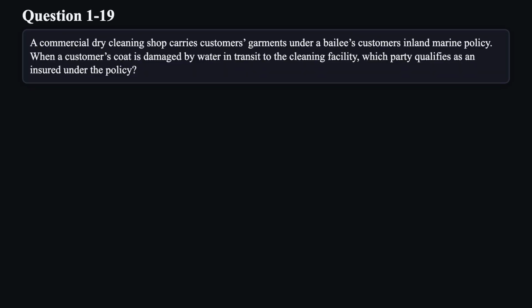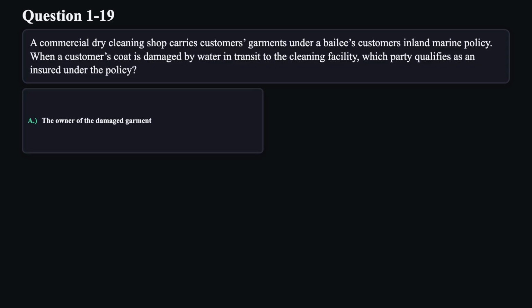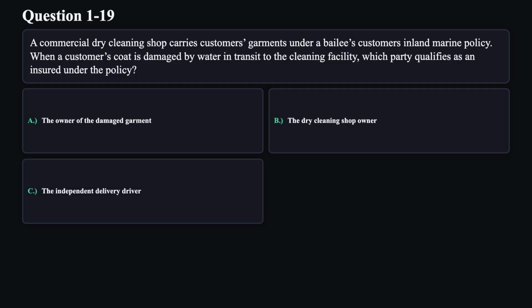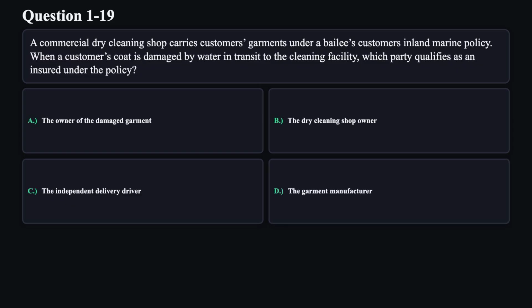Question 19. A commercial dry cleaning shop carries customers' garments under a Bailee's Customers Inland Marine policy. When a customer's coat is damaged by water in transit to the cleaning facility, which party qualifies as an insured under the policy? A. The owner of the damaged garment. B. The dry cleaning shop owner. C. The independent delivery driver. D. The garment manufacturer.